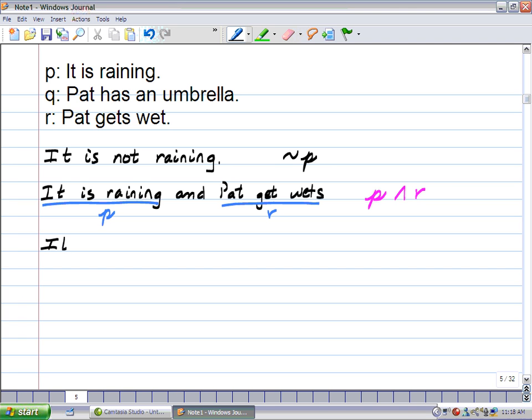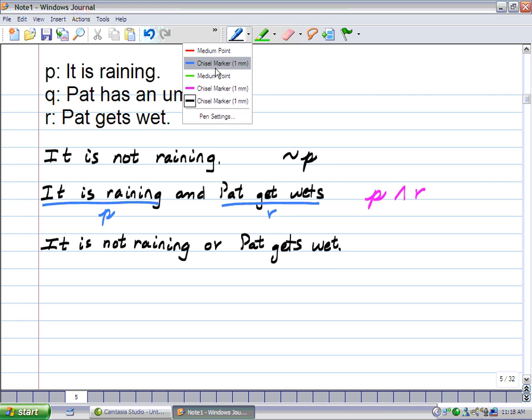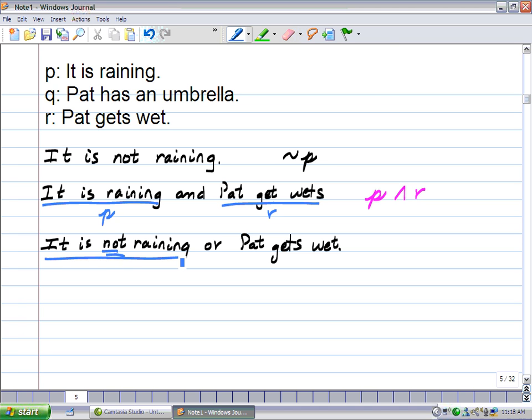Okay, let's try this one. It is not raining, or Pat gets wet. Okay, remember, not, we have to do the opposite of it is raining. So, not P, it is not raining, or Pat gets wet. So that gives us the R.